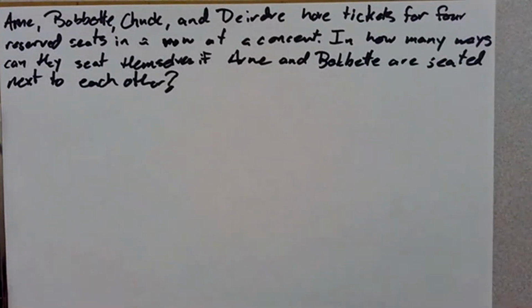Anne, Babette, Chuck, and Deirdre have tickets for reserved seats in a row of a concert. In how many ways can they seat themselves if, sorry, this is Arnie and Babette, not Anne and Babette, if Arnie and Babette are seated next to each other? Well, again, we'll use a tree diagram. What it comes down to is this: there are only 3 ways to seat the 2 of them together, and after that, it's order.